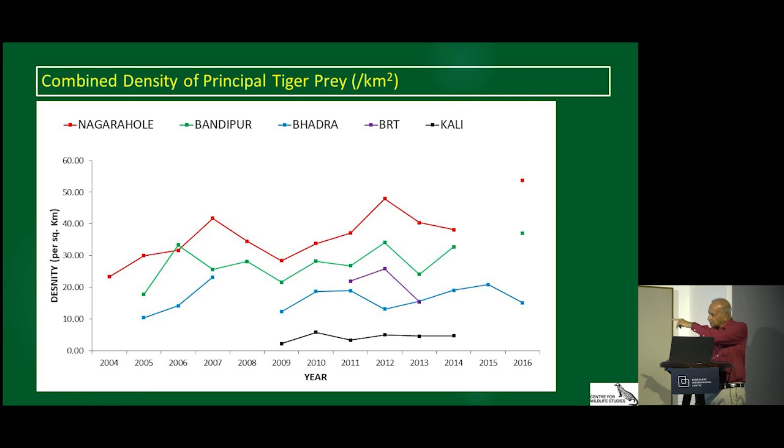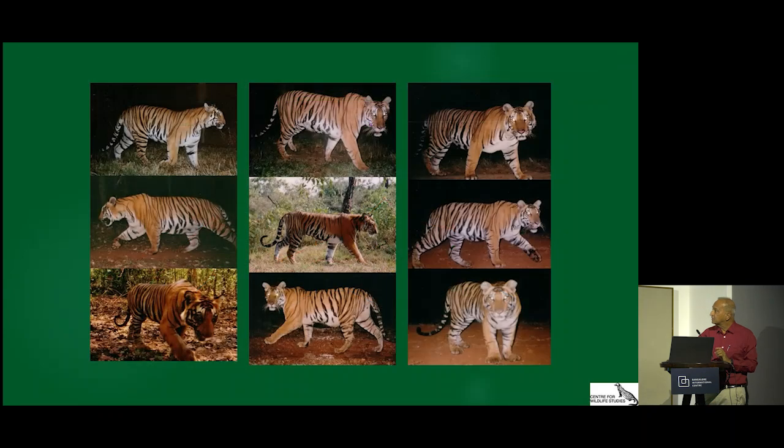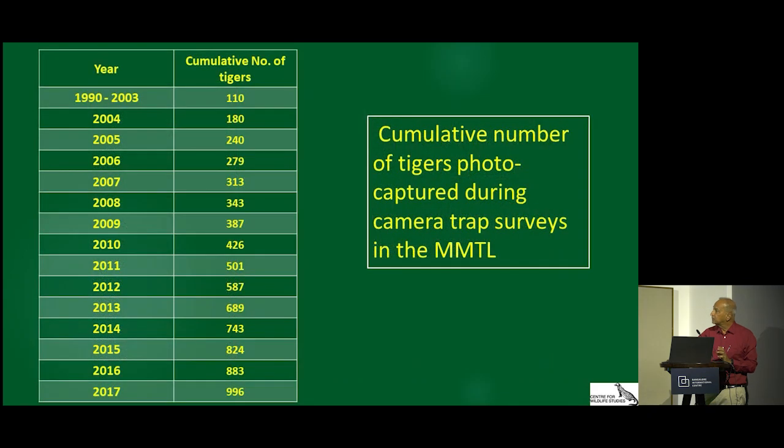You see the park at the bottom is Kali. All of these are good habitats. Eventually, 20, 30 years, you get to the top. So this prey density would mean it would also have high tiger densities. And that's exactly what we found. Over time, from the beginning, we identified 1,000 tigers in camera traps. They are not all alive at the same time, but over time we were able to individually capture 1,000 tigers.